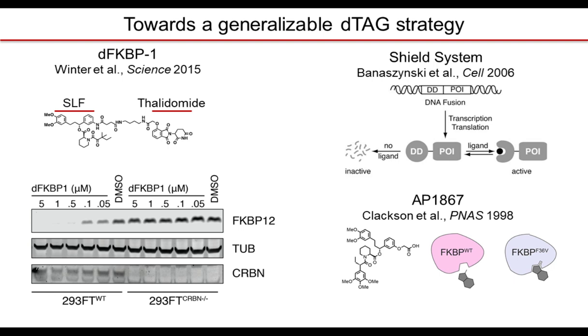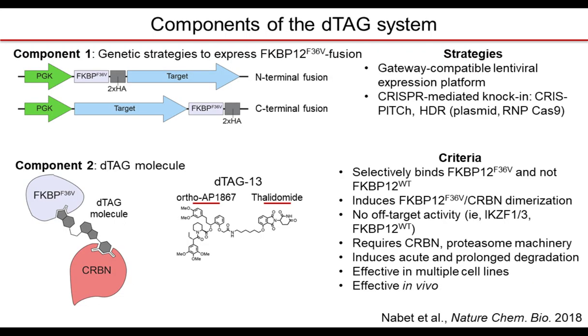We thought that this would perhaps be a great starting point as we started to develop heterobifunctional small molecule degraders using AP1867 and analogs that we generated of AP1867. With our dTAG system, there are two components. The first of which is that one needs to tag their target of interest with mutant FKBP12.